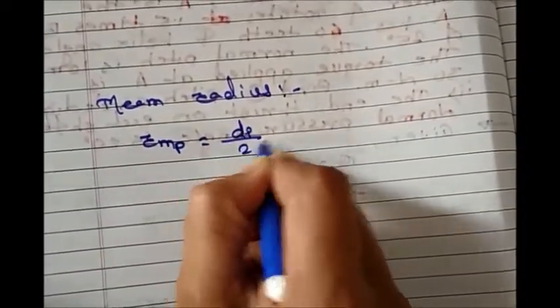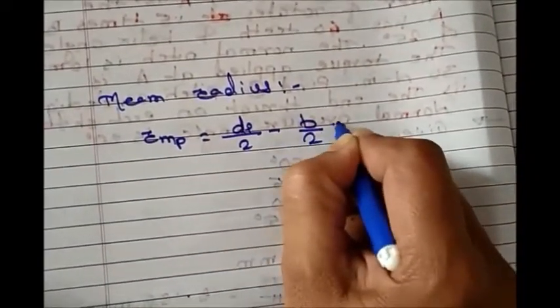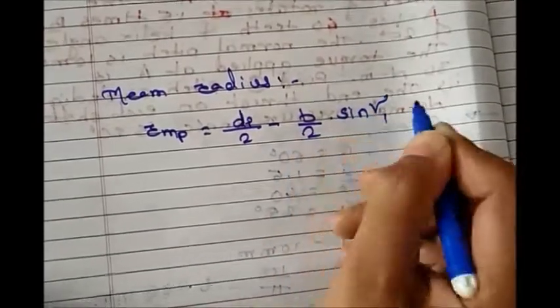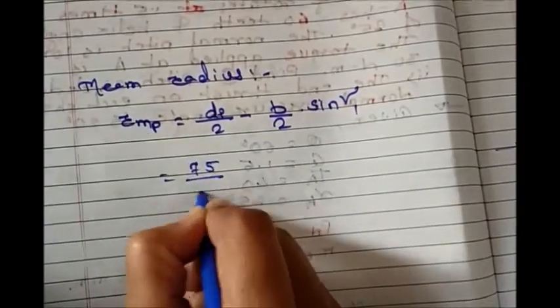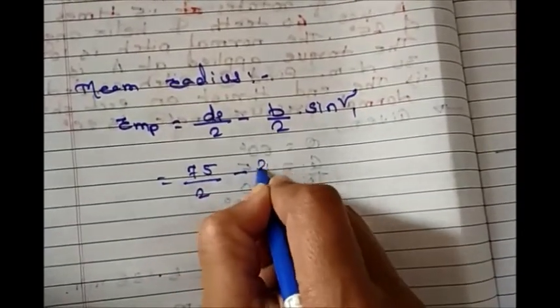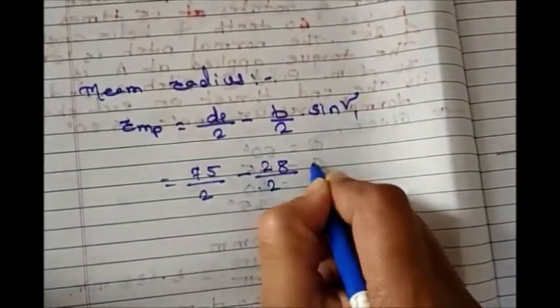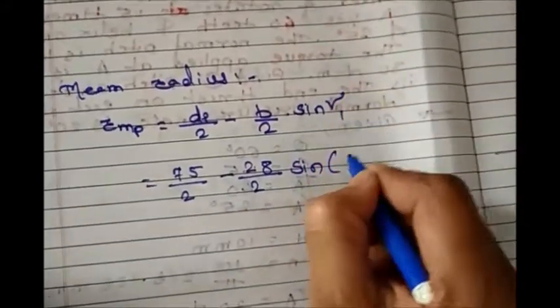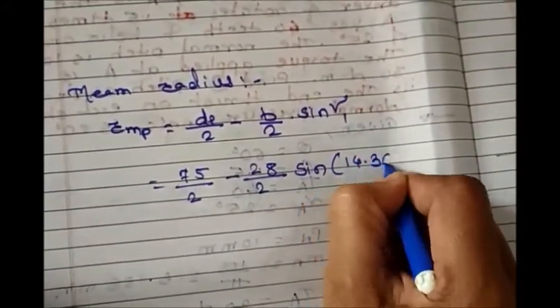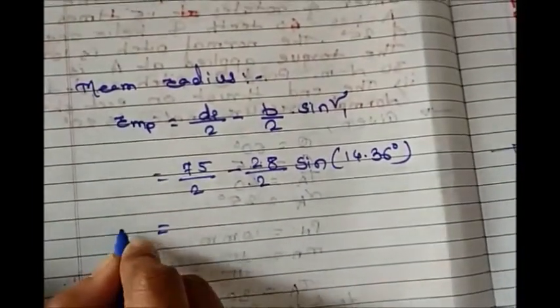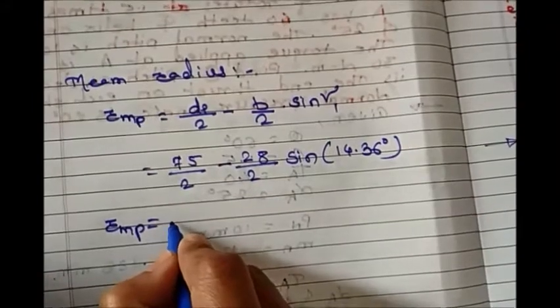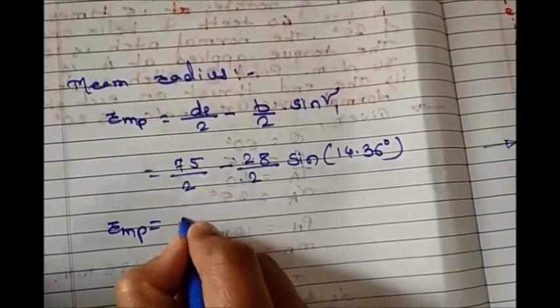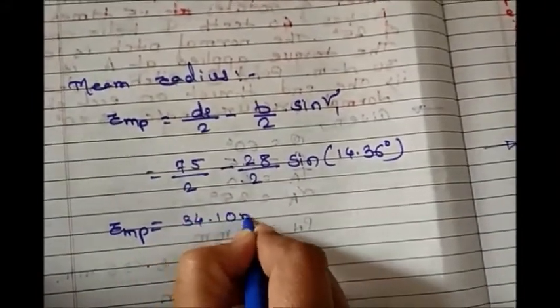Now let's calculate the mean radius for the pinion. So rmp is equal to dp by 2 minus b by 2 into sine of gamma 1. So dp is given as 75, divided by 2, minus b is 28 by 2, sine of gamma 1 is 14.36 degrees. After calculating these terms we get Rm is equal to 34.10 mm.